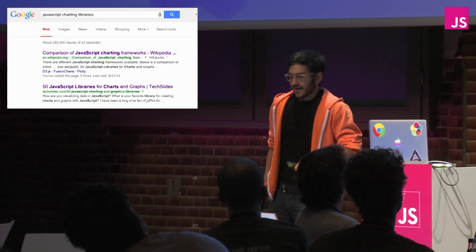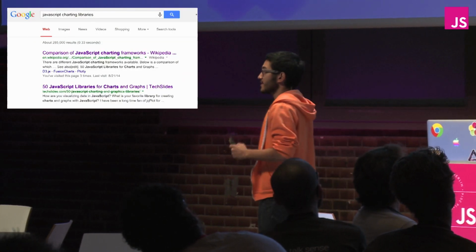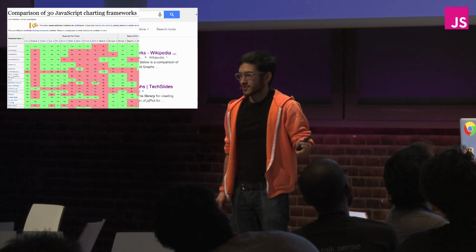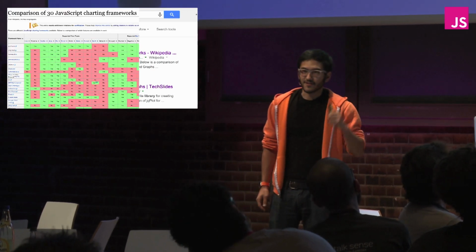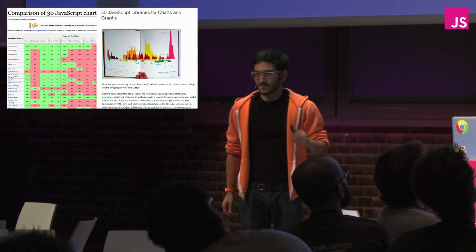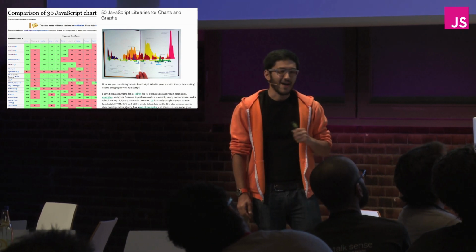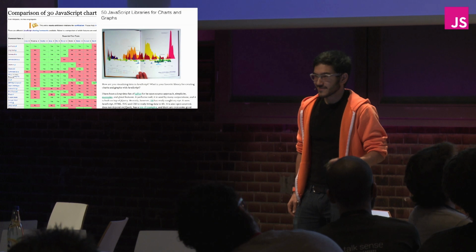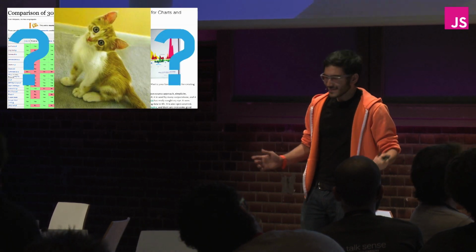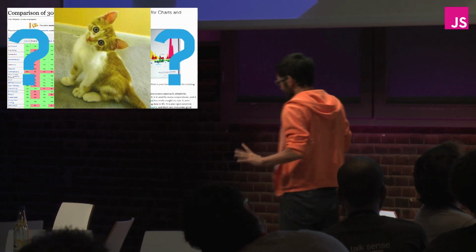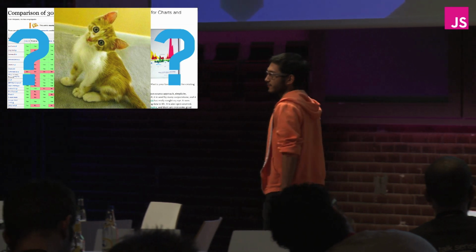And you Google it, and you find, OK, there's a Wikipedia page comparing 30 different JavaScript charting frameworks. And then there's a blog post comparing 50 JavaScript libraries for charts. And the blog post is 2 years old. So what?